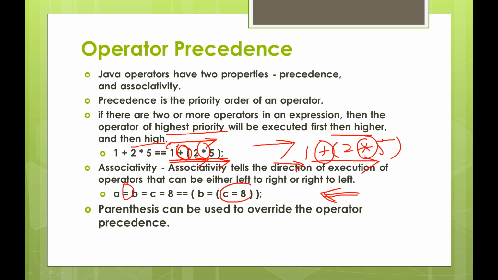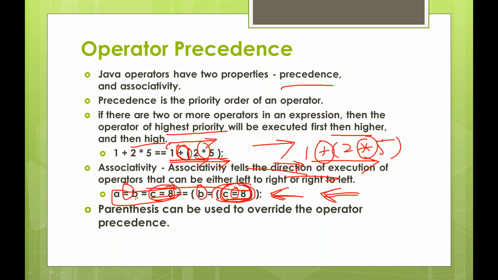So what exactly happens in this? That is our assignment. For assignment, the associativity is always right to left. Here, 8 is assigned to C first, and then the result is assigned to B. Similarly here, 8 is assigned to C first, then the value of C is assigned to B, and then the value of B is assigned to A. That is associativity, the direction in which the operators get executed.